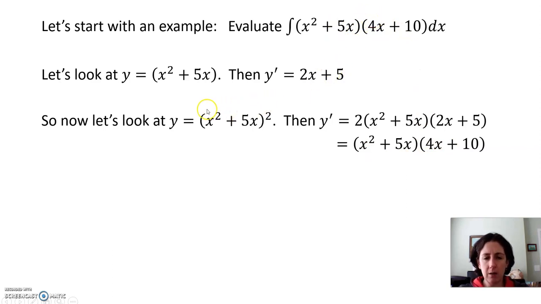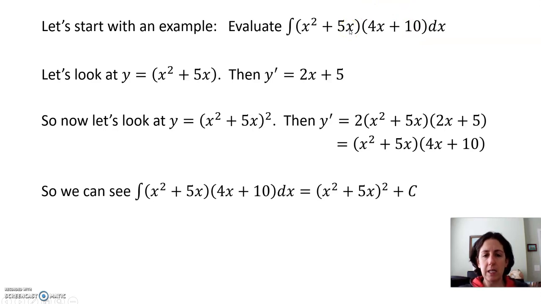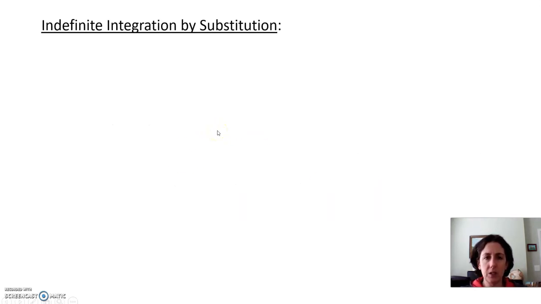So this right here, this x squared plus 5x quantity squared, is an antiderivative of this big quantity inside here. So we can see that the integral of x squared plus 5x times 4x plus 10 with respect to x is x squared plus 5x quantity squared plus our constant of integration. Okay, but how did we know to look at this? How did we figure this out? So we're going to talk about indefinite integration by substitution.